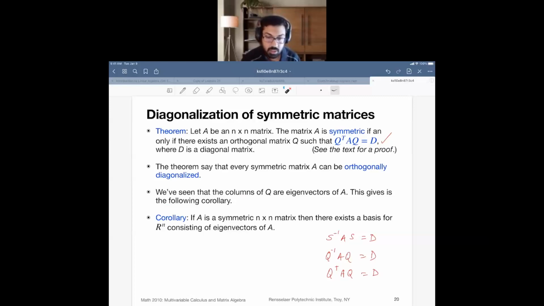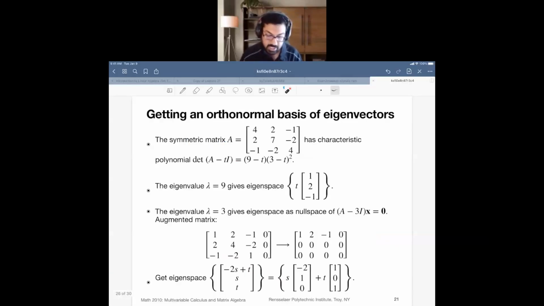Now we'll deal with some examples here. How do you diagonalize a symmetric matrix? I'm going to relate that to one of your problems on homework 10, for which there is some confusion. So I'll try to relate that here. Let's take an example. We are trying to get an orthogonal basis of our eigenvectors. We have a symmetric matrix A, and we want to find the orthonormal basis of eigenvectors for it.